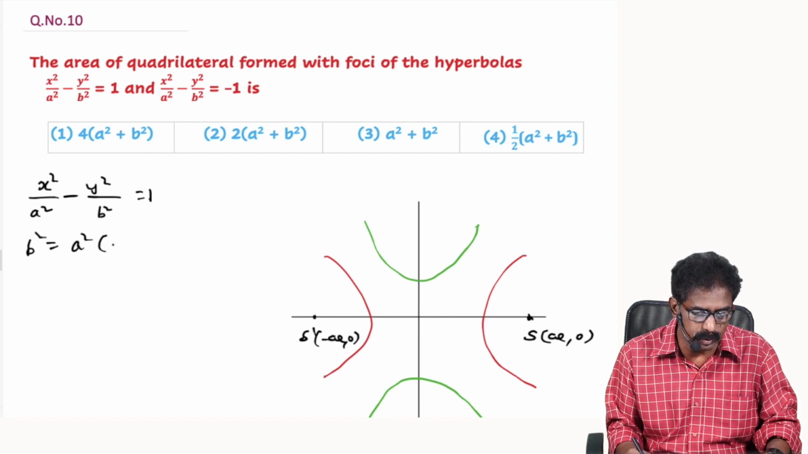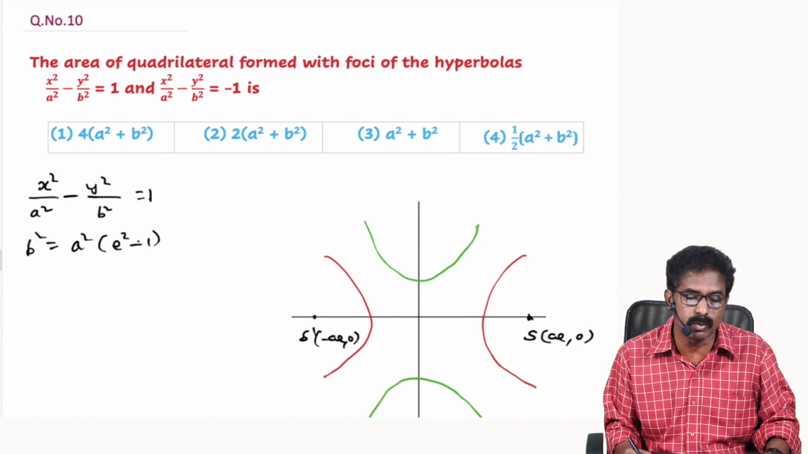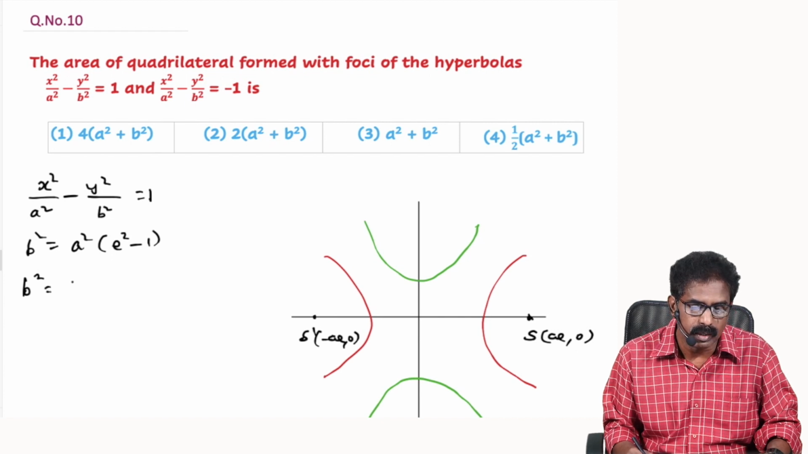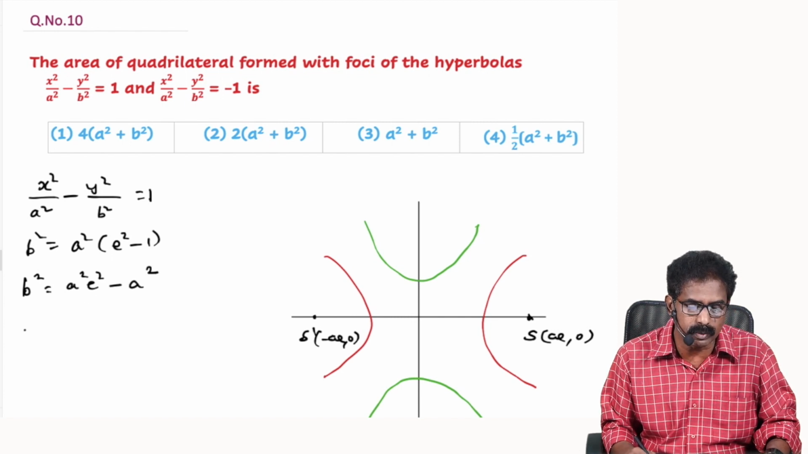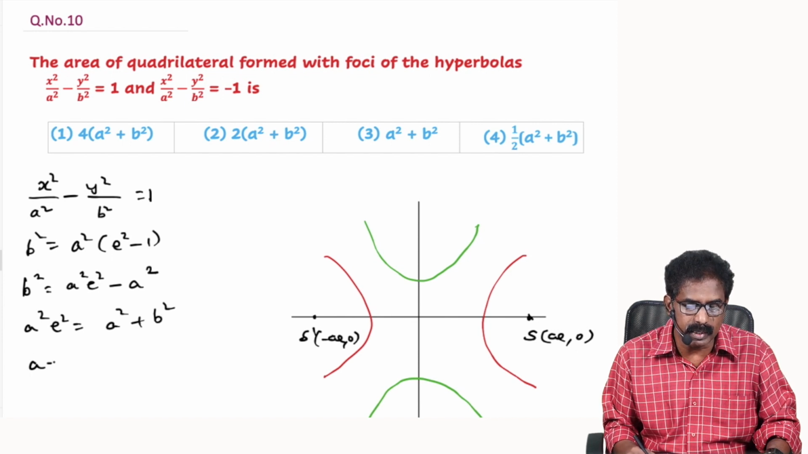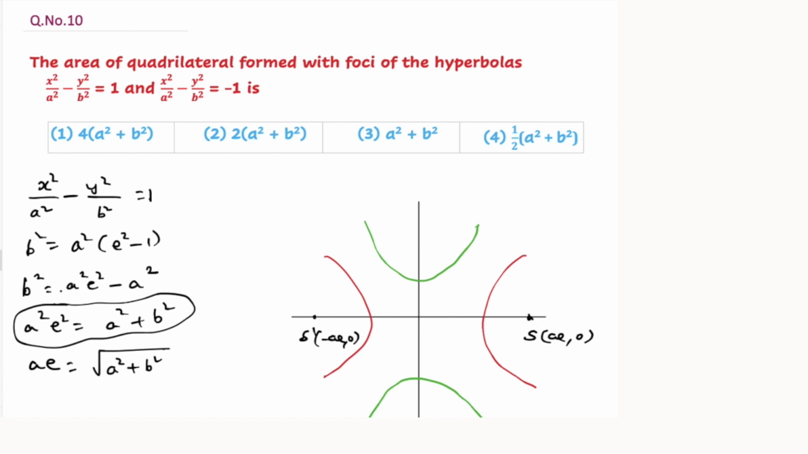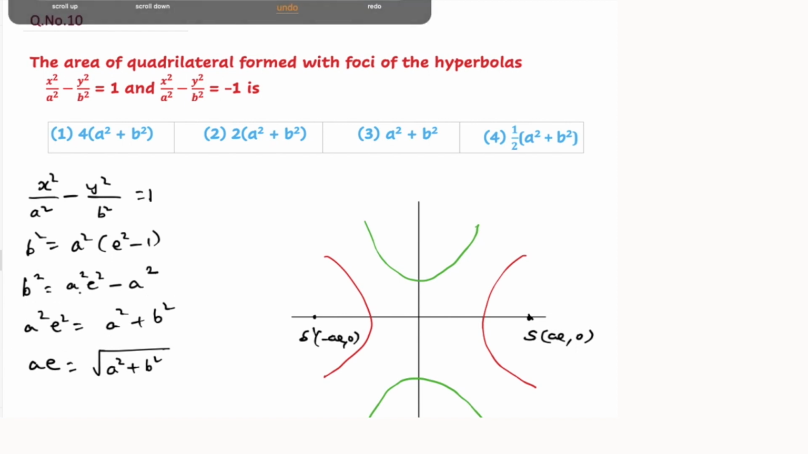And you know b square is equal to a square into e square minus 1 for a hyperbola. If it is an ellipse, 1 minus e square. So b square is equal to, expand it, a square e square minus a square. So a square e square is equal to a square plus b square. So AE is equal to root of a square plus b square. This is what we learn as c square equal to a square plus b square. AE we take as C. Okay, let us stop here, we need that a little later.